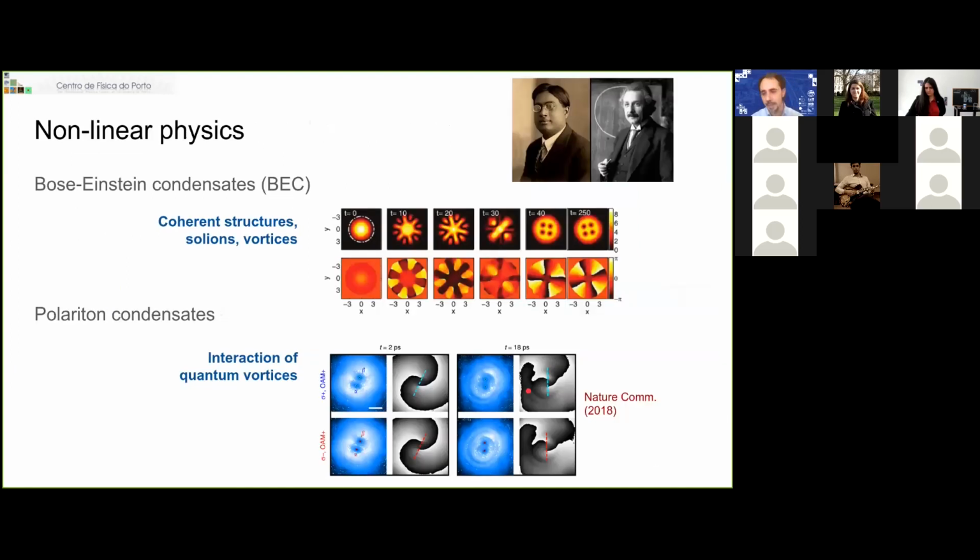Finally, nonlinear physics, and I believe I'm running out of time. The nonlinear physics that is being done here in this research center has a lot to do with Bose-Einstein condensates; I have here Bose and Einstein. These are examples using optical lattices. But the new, very interesting condensates are these polariton condensates, because you can do a lot more things with temperatures close to room temperature, and this is also very interesting and fascinating.